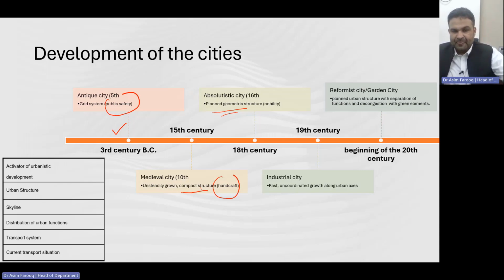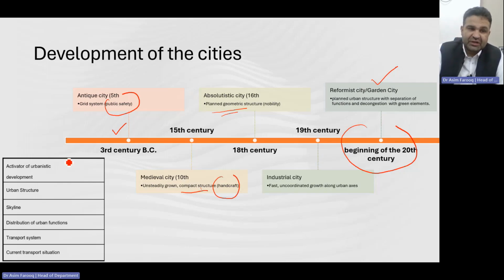In the 19th century, with the rapid increase in population, industrial cities were built. The zoning concept was not introduced at that time, so they built industry where the same people live and the same people work. So the industrial city made things faster but uncoordinated in the context of the urban area. Then, after the World War, a new concept came up, called the garden city, with green elements, functions, and the separation of zoning concept.